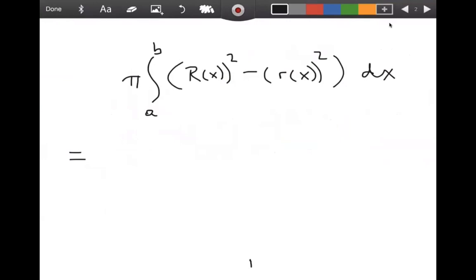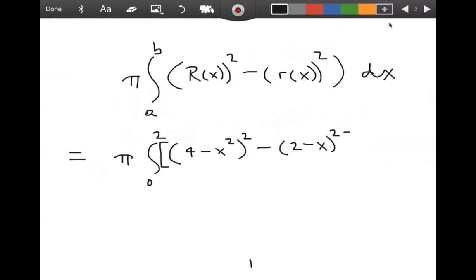So this integral is going to be pi times the integral from 0 to 2 of the big radius, which is (4 minus x squared) squared, minus the little radius, which is (2 minus x) squared. Okay. Remember, in this example, we're not evaluating these integrals, we're just setting them up.